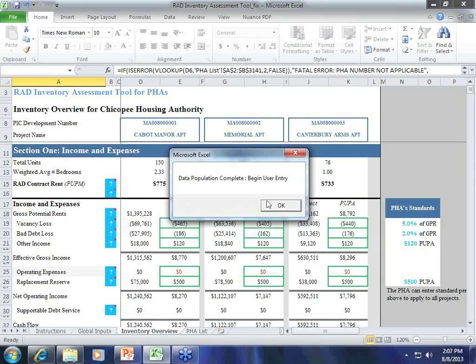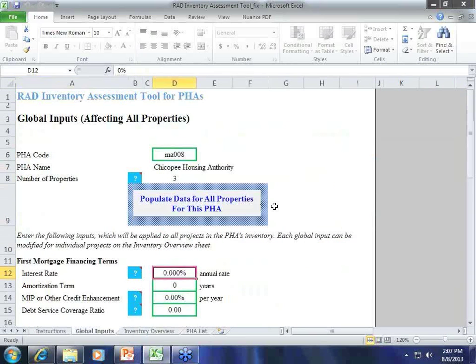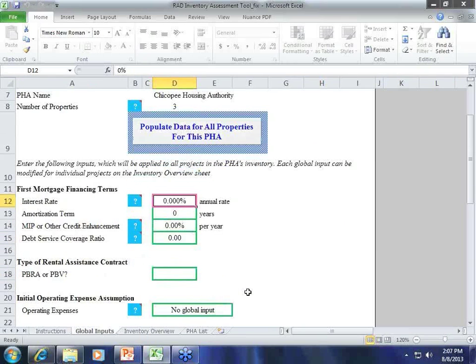A macro runs behind the scenes, populates the next tab called Inventory Overview. I click OK to this pop-up box, and it actually returns me then to the Global Inputs tab. Here in the Global Inputs tab, it just asks me for a couple more pieces of basic information just to get things started. First is first mortgage financing terms.